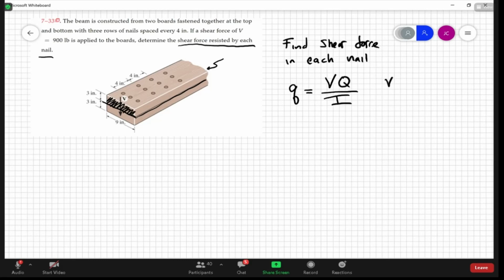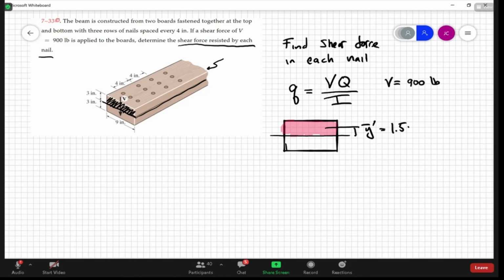All right. So V we know, right? V is equal to 900 pounds. We need to calculate Q and I. So this is the area, like I said before, we're going to use to calculate Q. Here's the middle. So we're going to use this area here to calculate Q. All right. So this is Y bar prime, and that's half the board height. So that's 1.5 inches.